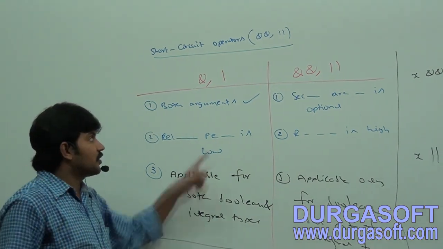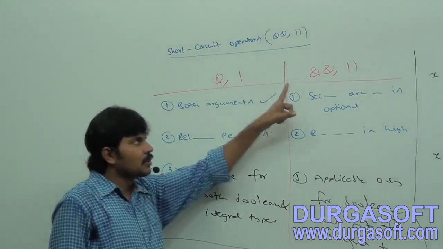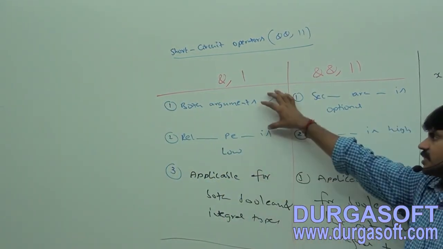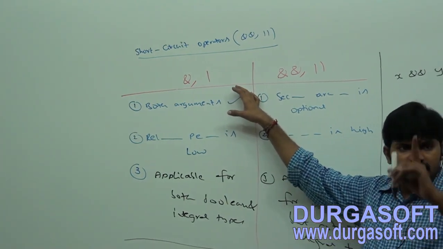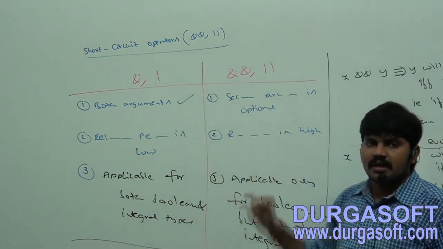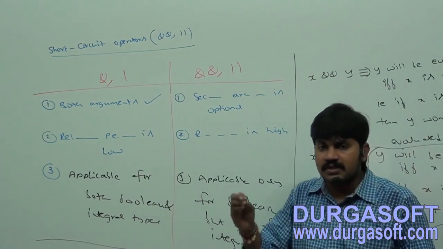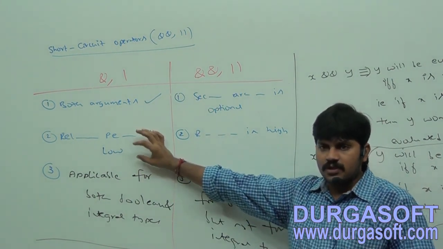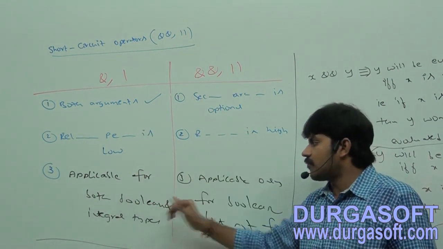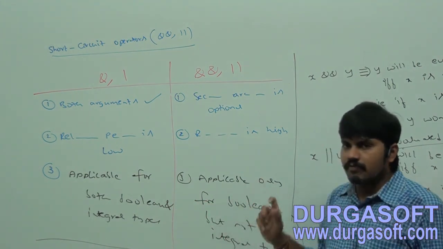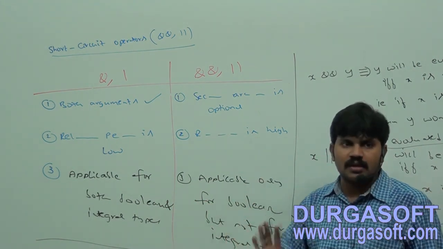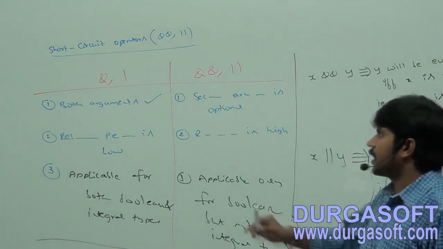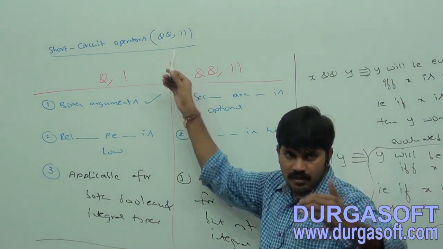If anyone asks the question, what is the difference between normal AND and OR, and double AND and double OR, bitwise operator and short circuit operator, you should be clear. In this case, both arguments should be evaluated always. In this case, second argument evaluation is optional. If it is required, then only the second argument will be evaluated. Next, relatively performance is low versus high, applicable for both Boolean and integral types versus only for Boolean, but not for integral types. Clear for all of you? Short circuit operators, within brackets double AND and double OR.